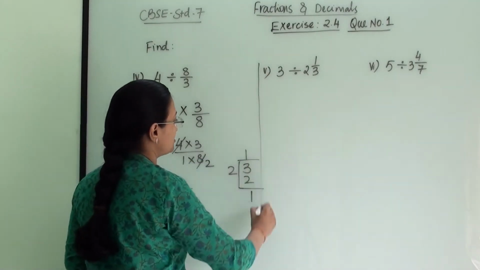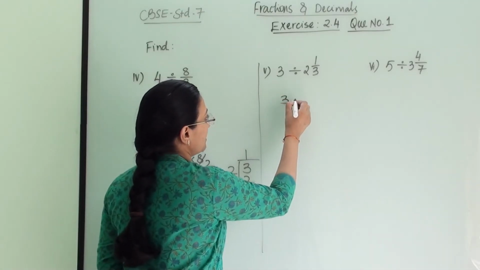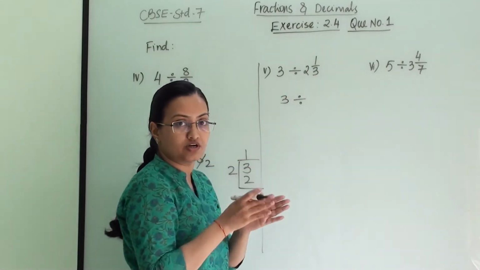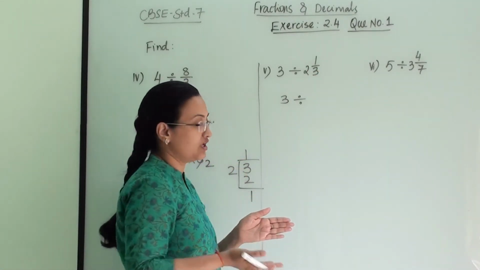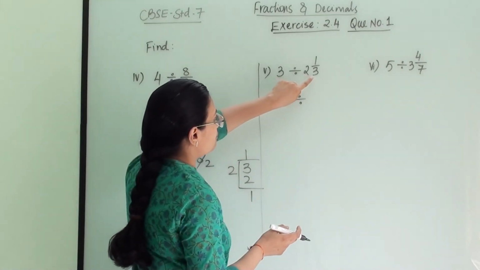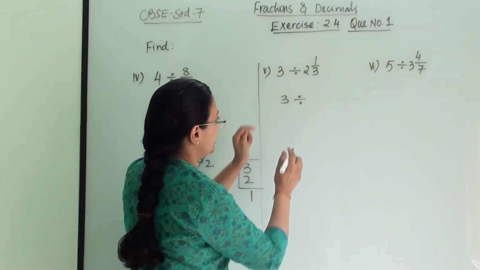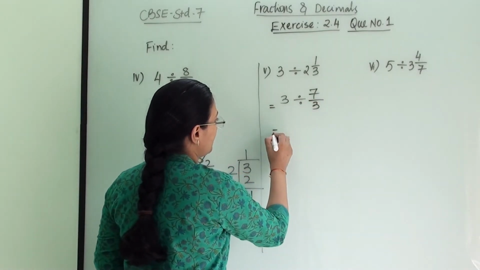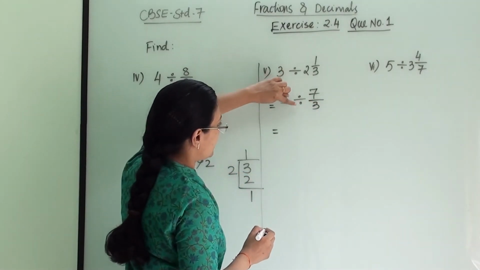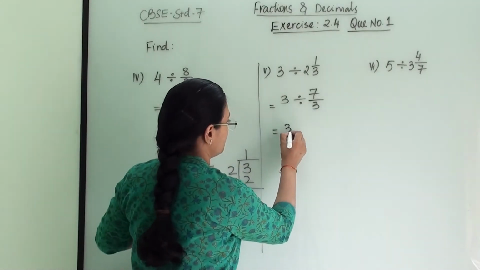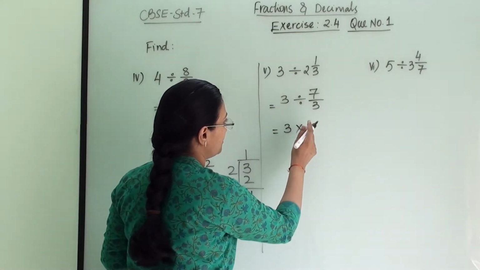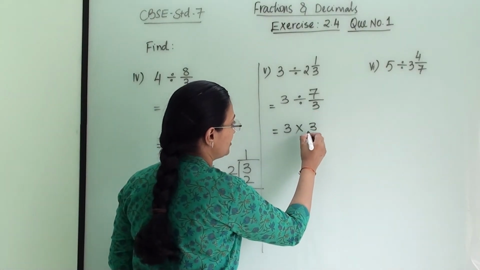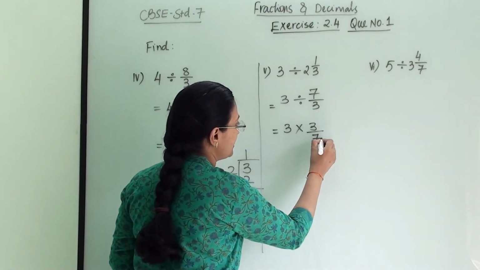Now the fifth question is 2 1 by 3 divided by 3 by 7, a division with a mixed fraction. So we have to convert the first mixed fraction into an improper fraction. So 2 into 3 is 6 plus 1 is 7. So 7 divided by 3. Now let us change this sign into multiplication sign. Now this number's reciprocal we have to write, so it is going to be 7 divided by 3 into 7 by 3 reciprocal, 3 divided by 7.